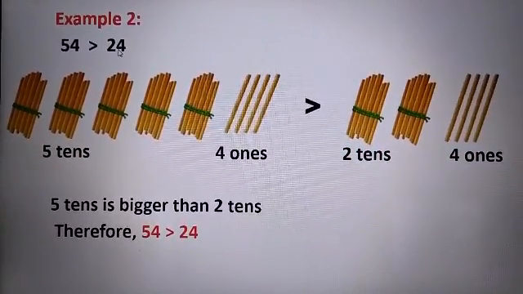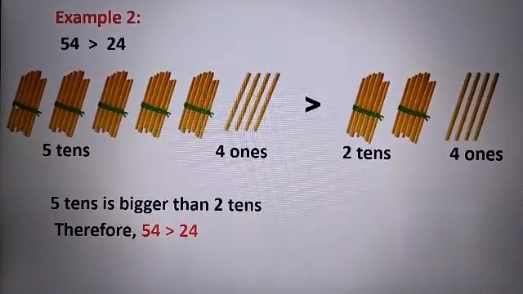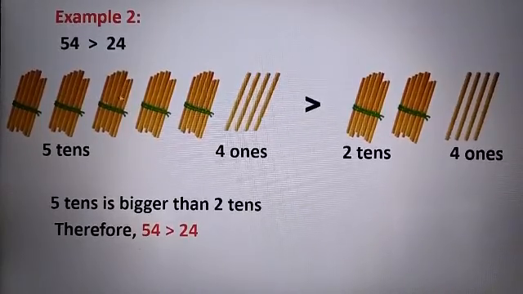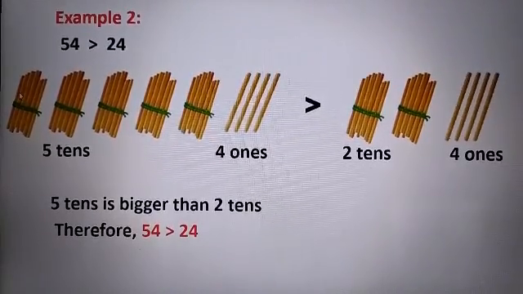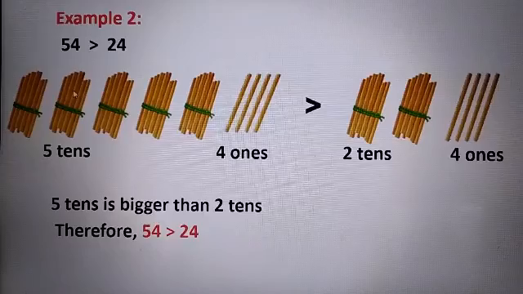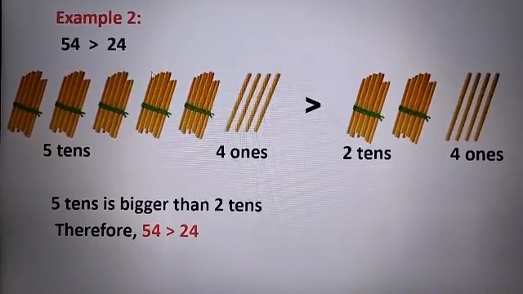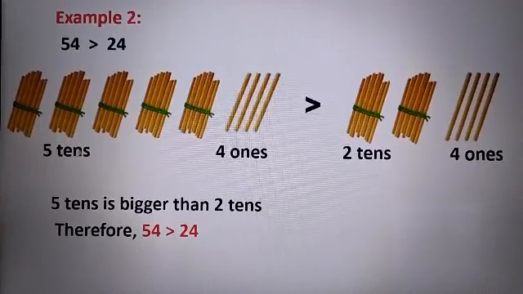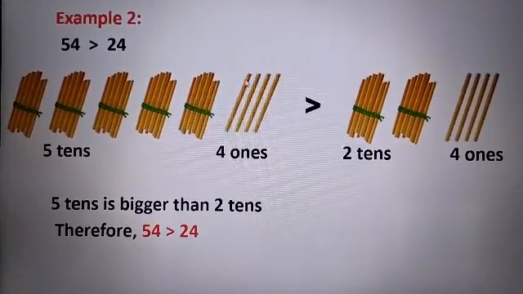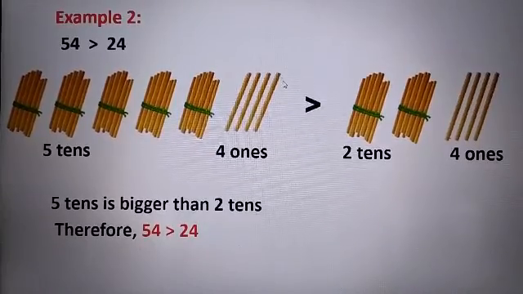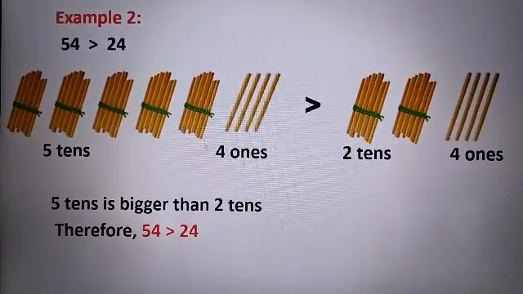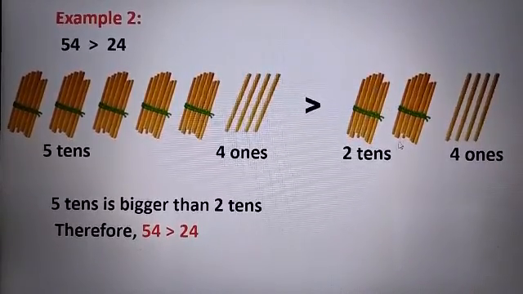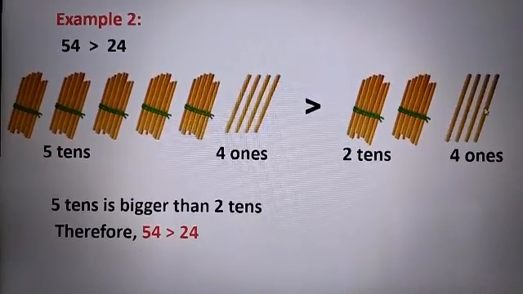54 and 24. So, come on, count the bunches with me. 1, 2, 3, 4, 5. So, how many tens? 5 tens. Very good. Now, let's count ones. Come on with me loudly. 1, 2, 3, 4. 4 ones. Next. 1, 2. 2 tens. And 1, 2, 3, 4.